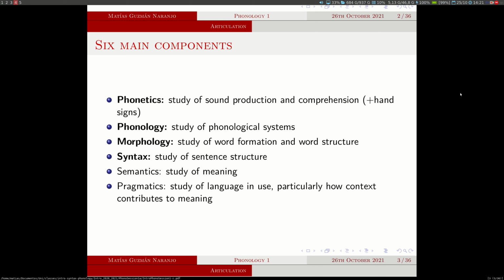In the first half of this course, we'll go through phonetics, phonology, morphology, and syntax, with a particular emphasis on phonetics and syntax. And then in the second half, Nadine Balbach will take over and do semantics and pragmatics with you.